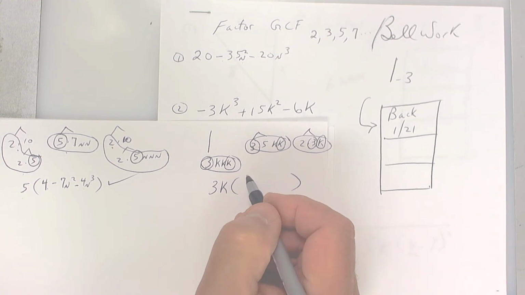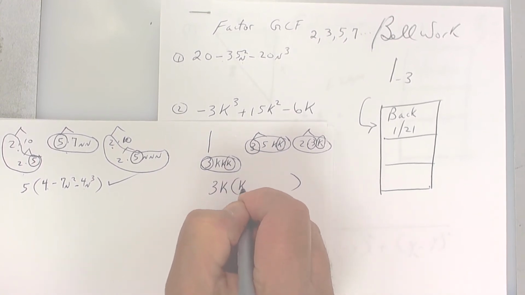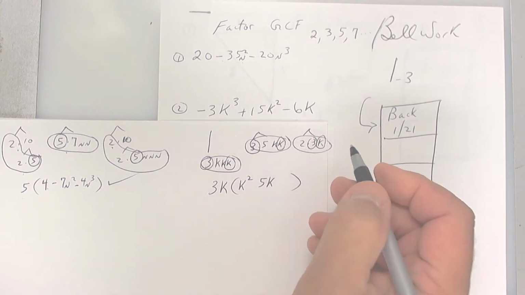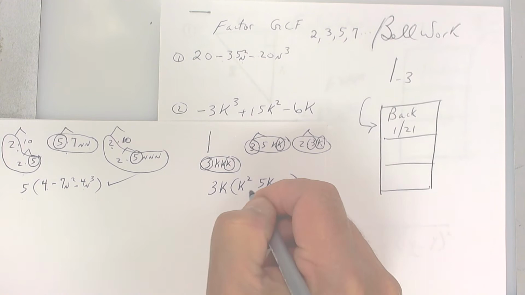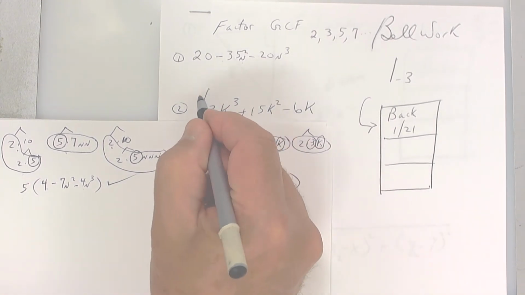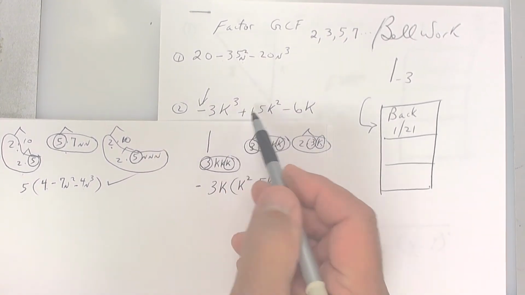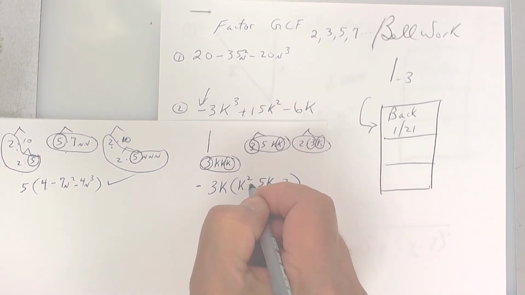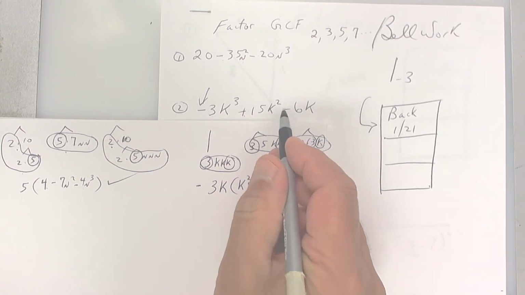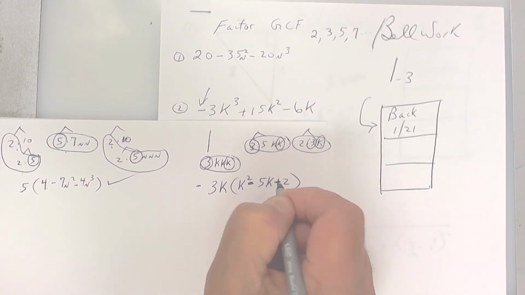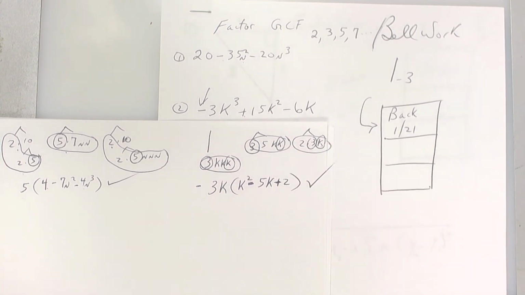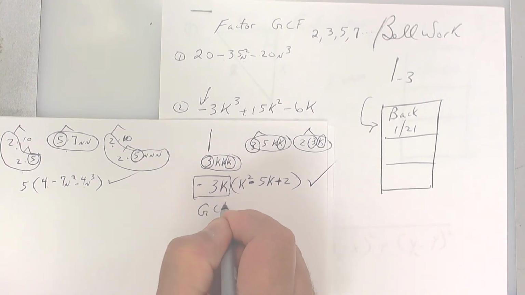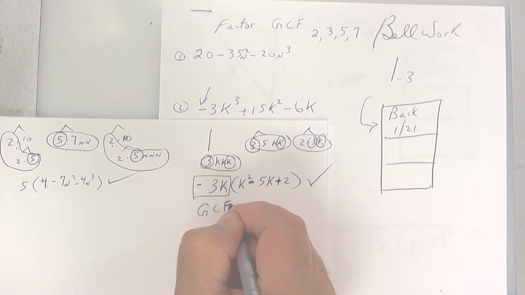Now what's left is going to be k squared. Here, what's left is 5k. And what's left here is 2. Notice that I didn't put any signs. So if I take this negative out, then these are going to change. This one changes to a plus. This one is a plus, so it's going to change to a minus. And this one's going to change to a plus. And that's how you do that. And remember, this part is called your greatest common factor. All right, let's move on.